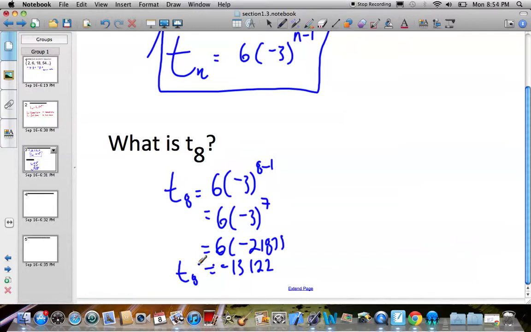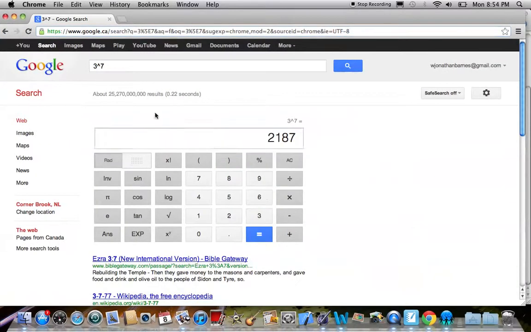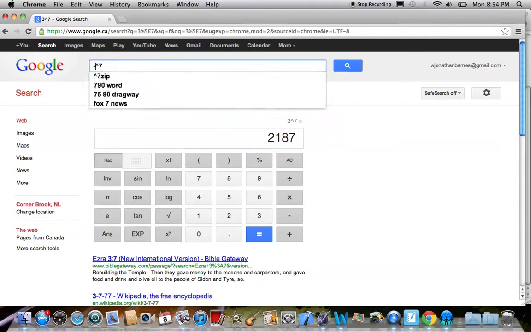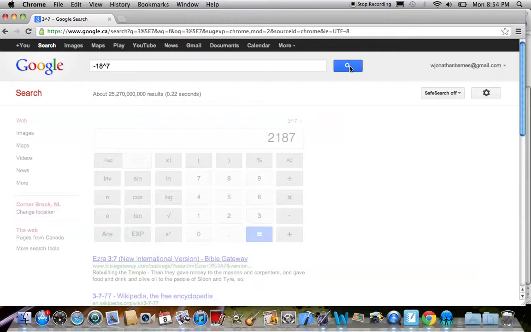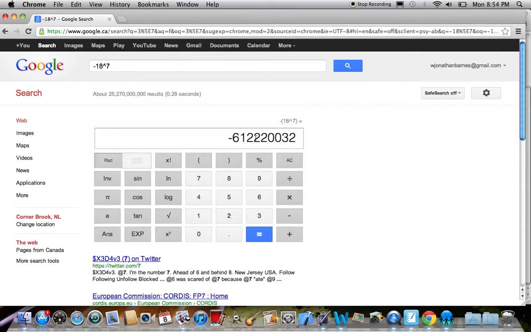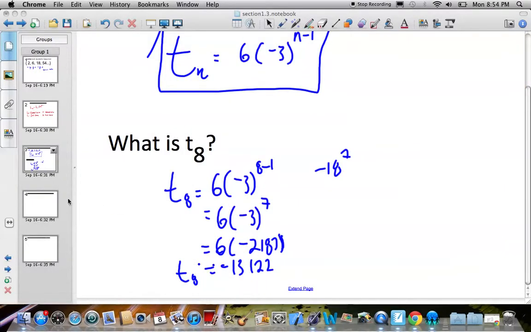The only thing I'd caution about is the mistake that people make: instead of doing the exponent first and getting the number that Google gave me, they would go 6 times negative 3 and get negative 18 to the 7. Let's have a look at how our answer would significantly change. Negative 18 to the 7. Well, it's crazy different, right? It's a massive difference. So you really got to follow BEDMAS, and that goes without saying, guys. Just make sure you don't make that mistake.